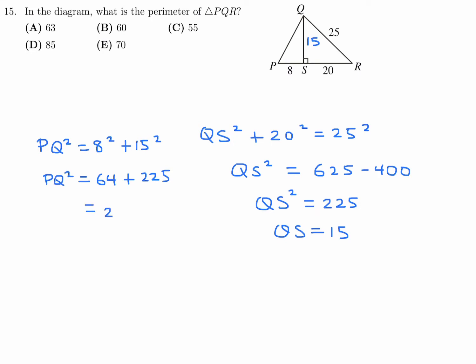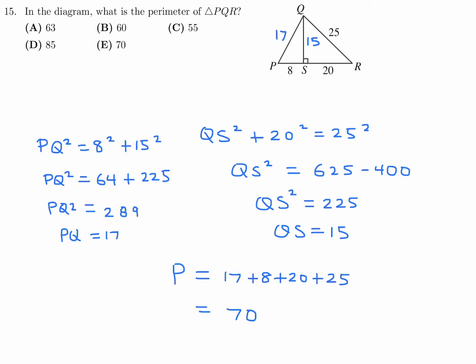And this is 289. And if you take the square root, PQ will be equal to 17. So there we go, 17. So now the perimeter of this triangle PQR is 17 plus 8 plus 20 plus 25, and that is equal to 70. So number 15, the answer is E.